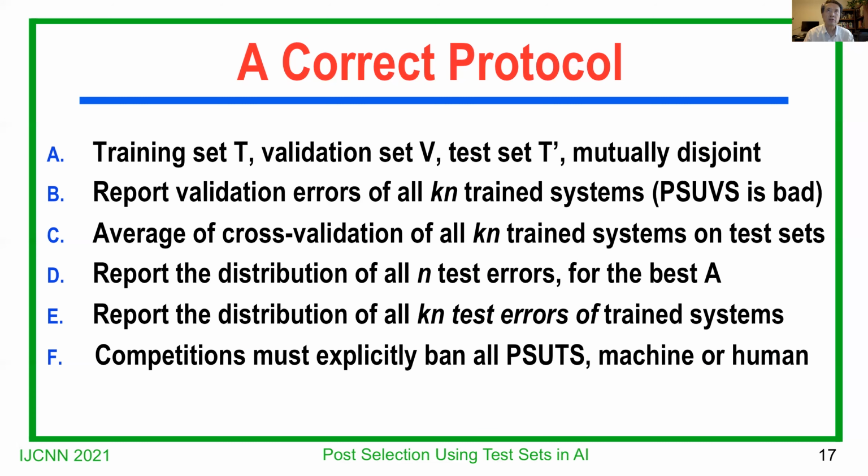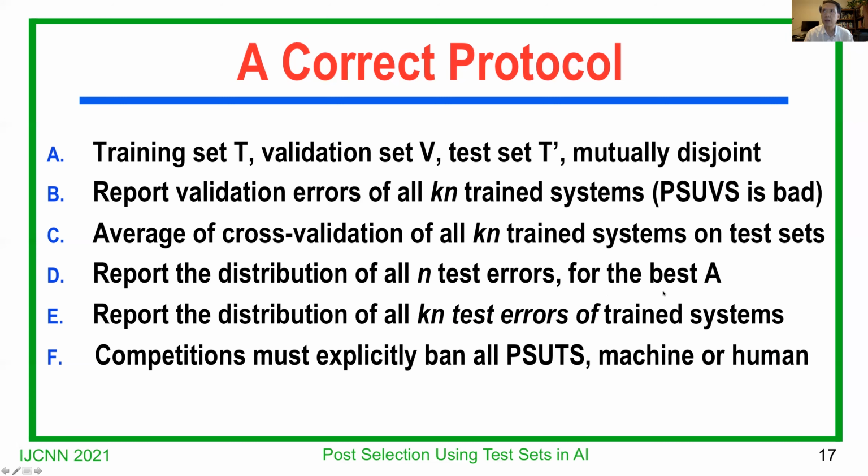Average of cross-validation of all Kn trained systems on the test sets, you report the average error. Then you report the distribution of all N test errors. You want to show whether the average error is reliable or not.